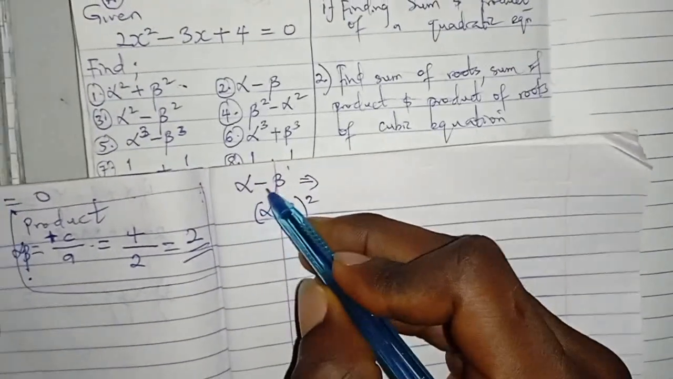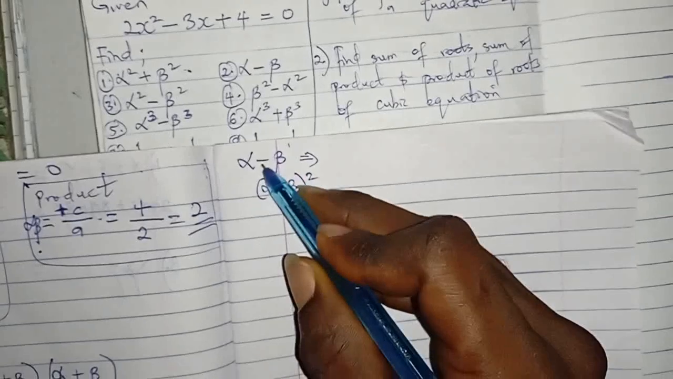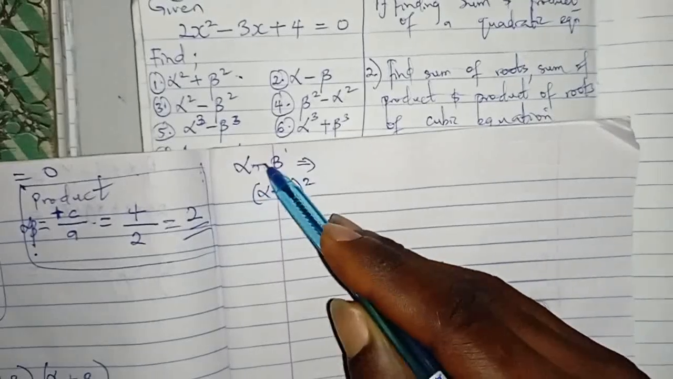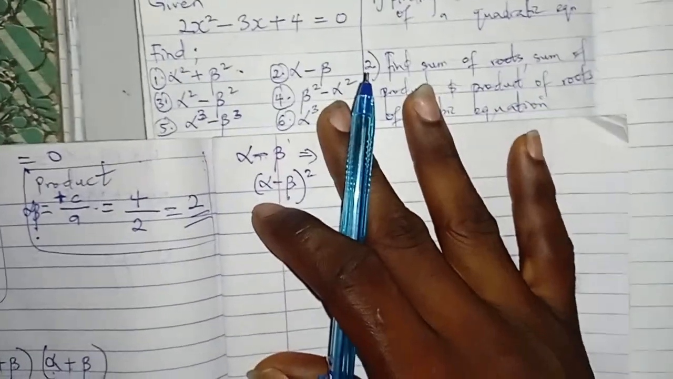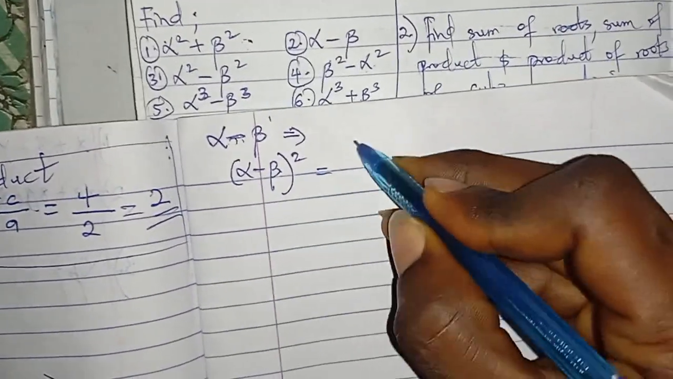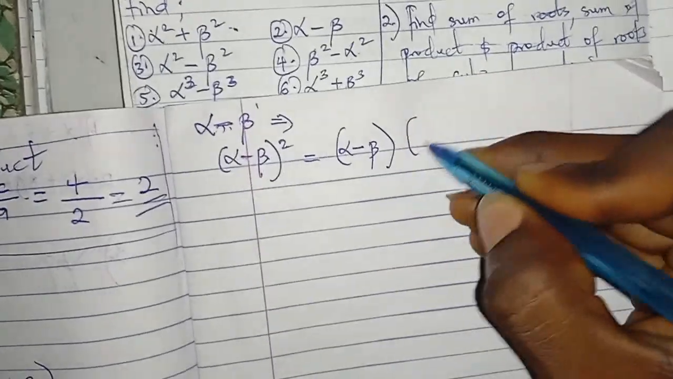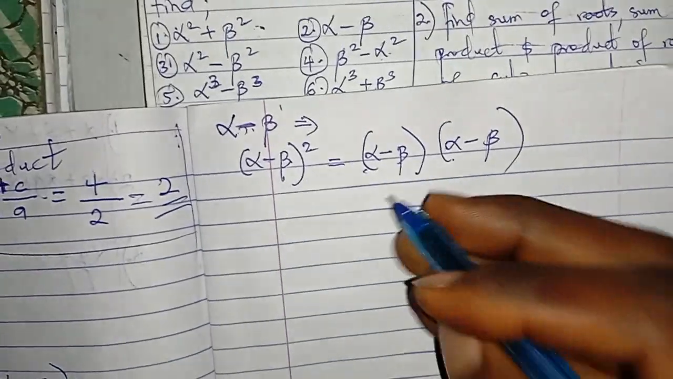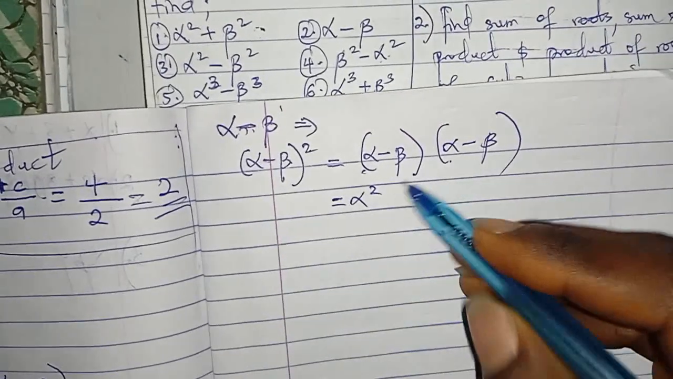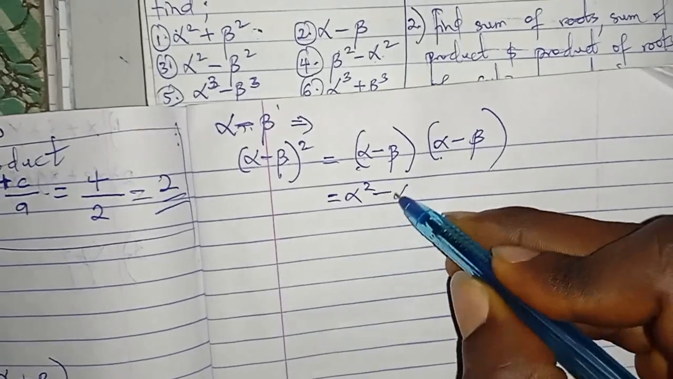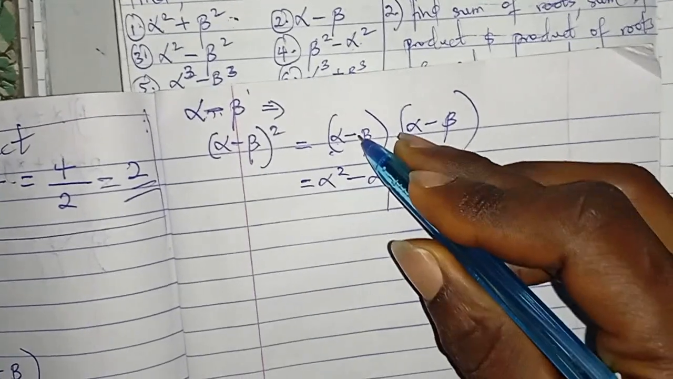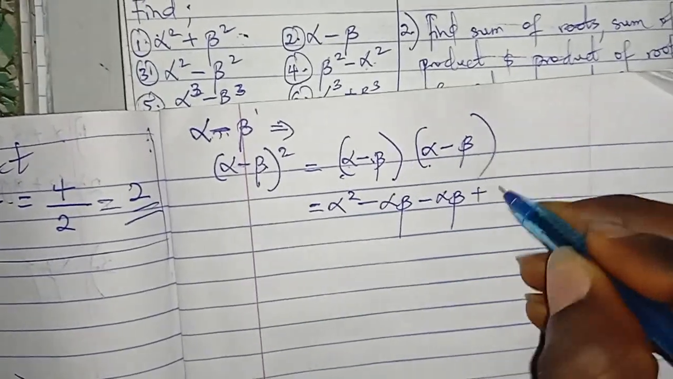So inside alpha minus beta all square, I should have alpha minus beta. Somebody will say, why didn't you just use alpha minus beta? This on its own is useless because it's not containing alpha plus beta and it's not containing alpha times beta. So I will say alpha minus beta, alpha minus beta. Alpha times alpha, alpha square. Alpha times minus beta, minus alpha beta, minus beta times alpha, minus alpha beta, minus beta times minus beta, plus beta square.